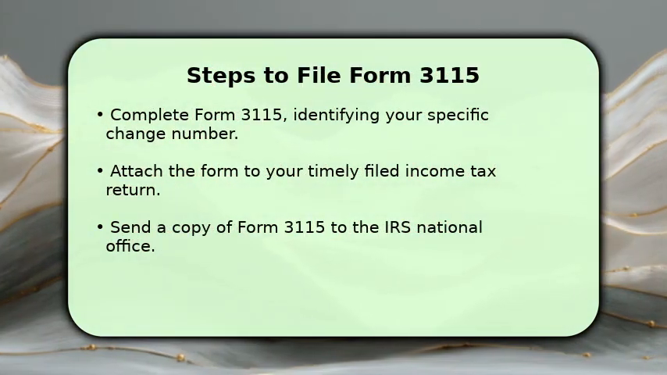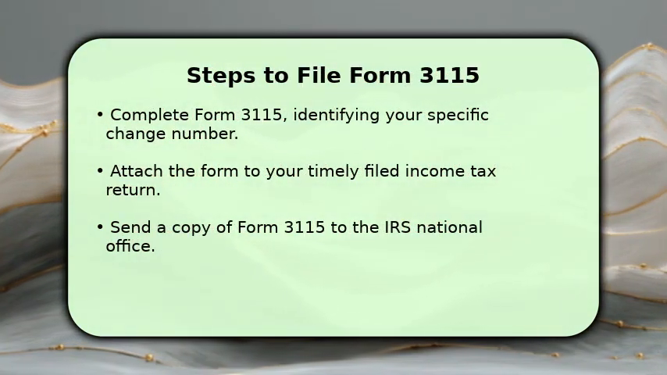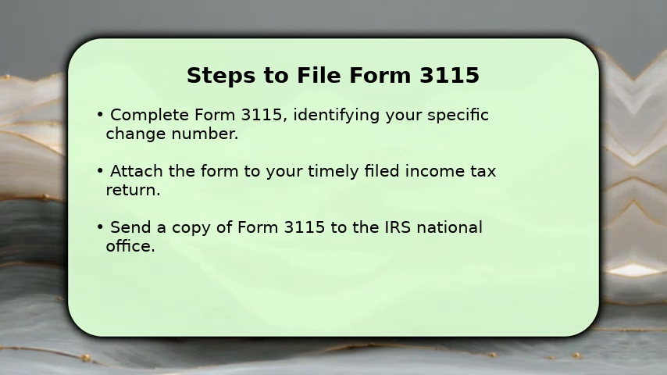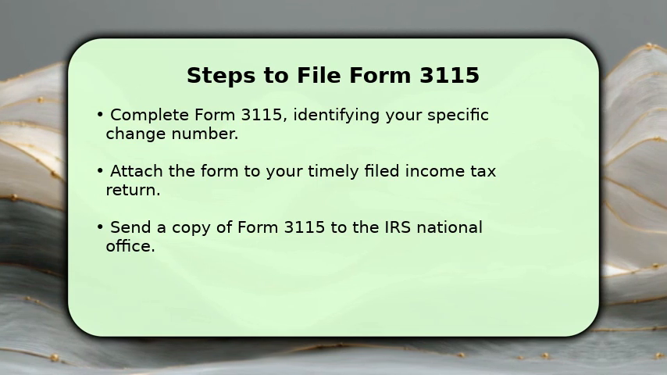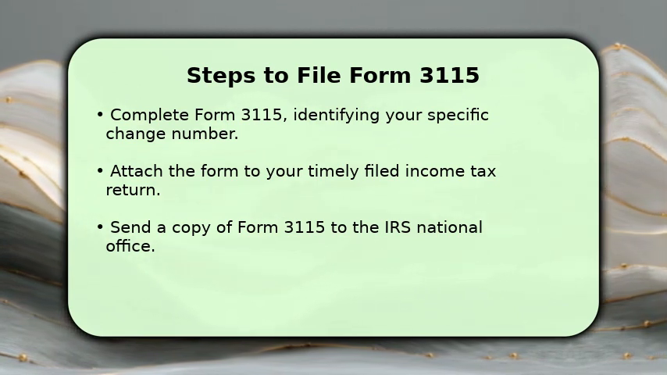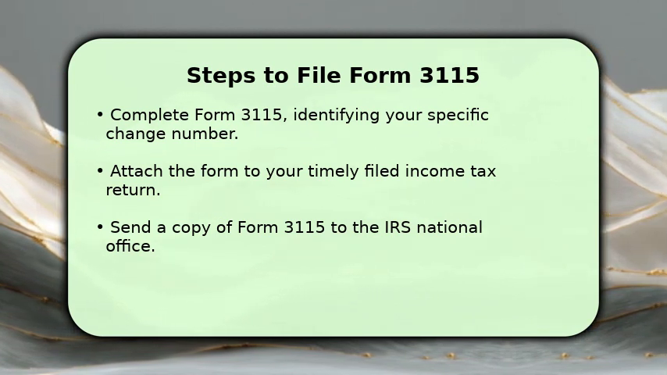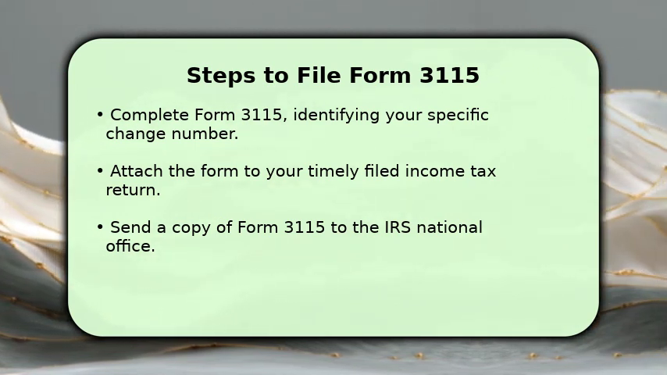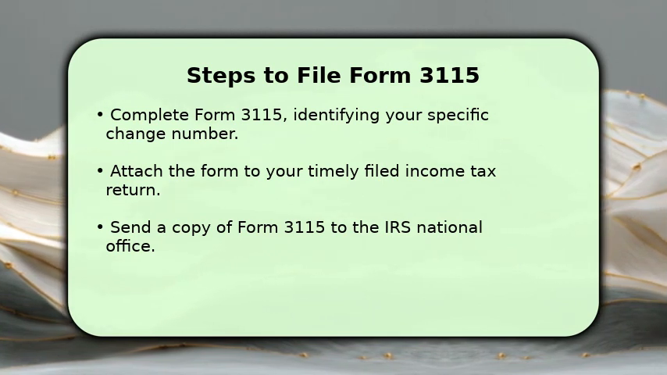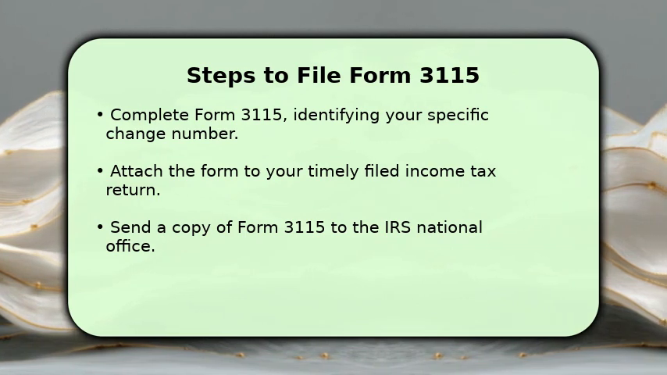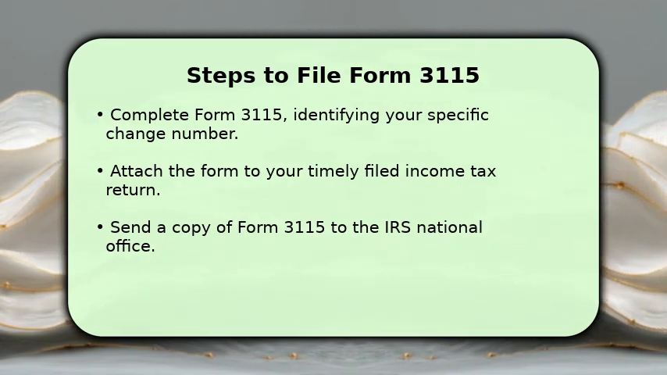Filing Form 3115 involves a few key steps. Begin by accurately completing the form, ensuring you identify the correct automatic change number for your situation. Next, attach the completed Form 3115 to your timely filed income tax return. Finally, remember to send a separate copy of the form to the IRS National Office in Washington, D.C., as required.